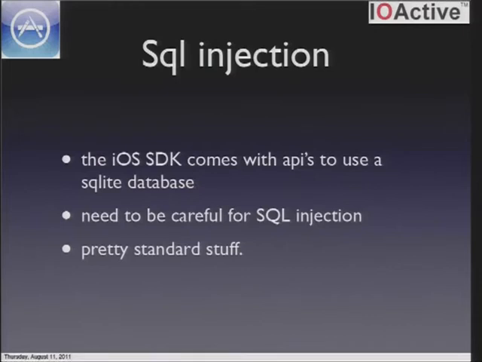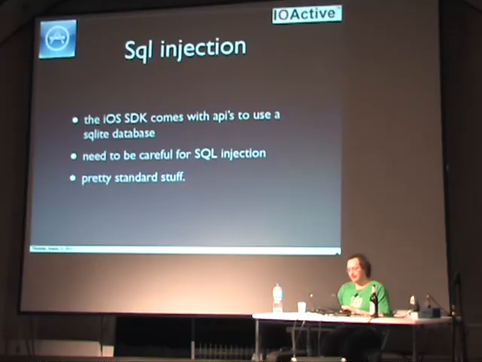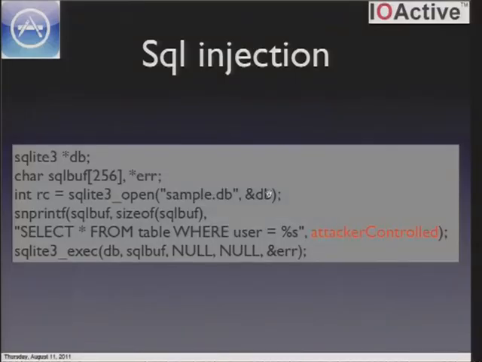The iOS SDK comes with APIs to do SQL, because you can do client-side SQL. Obviously, this is pretty standard stuff. You start doing SQL, you'd better be very careful with SQL injection. So this is a very trivial example where you open up a SQLite database, you do a select from a SQLite database, and this is a trivial SQL injection bug right here.